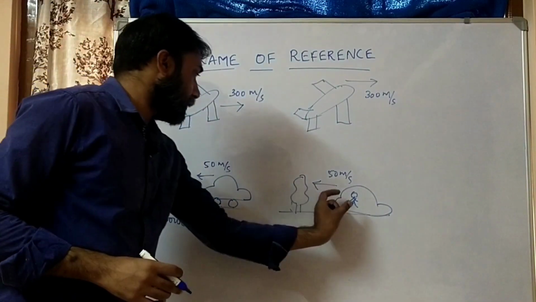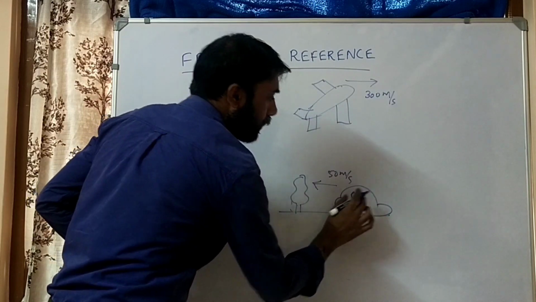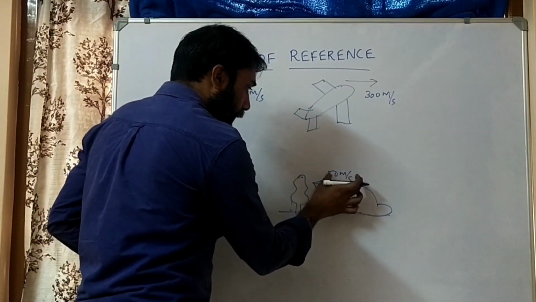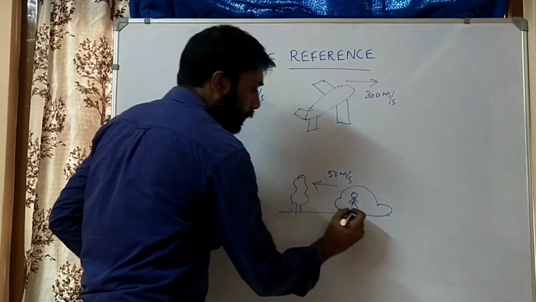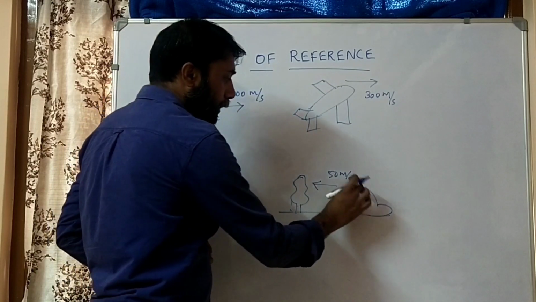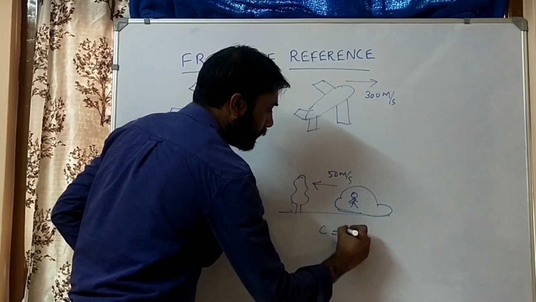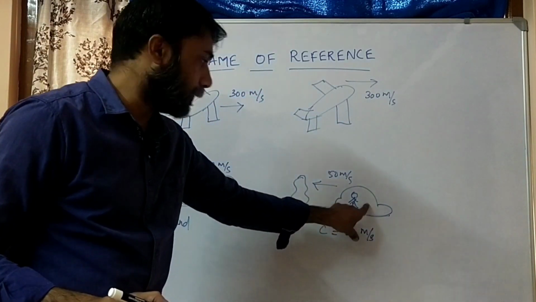Now your reference is different. First it was the ground, and now the reference is inside the car. The car is your reference. Comparing to the car, that is with respect to the car, your speed is now 0. Comparing to the car, your speed is 0. That means your car has 0 speed, moving at 0 meter per second with reference to this frame.